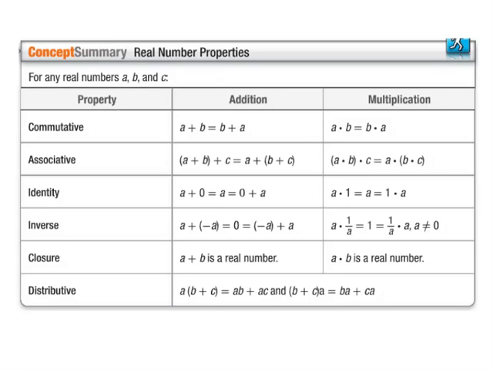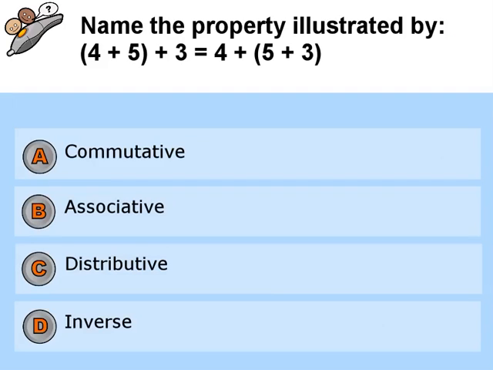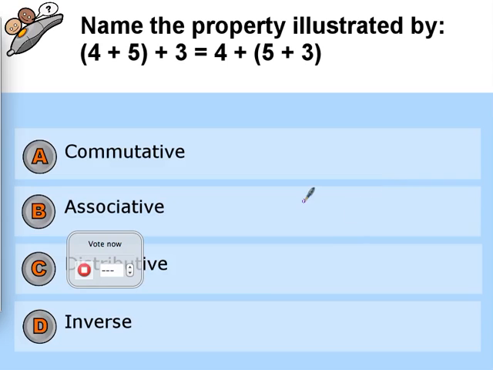So let's go ahead and look at an example of those. Name the property illustrated by. Okay, so you've got your expressions right now. I want you to go ahead and type in. What property is illustrated by that? Commutative, associative, distributive, or inverse? A, B, C, or D?